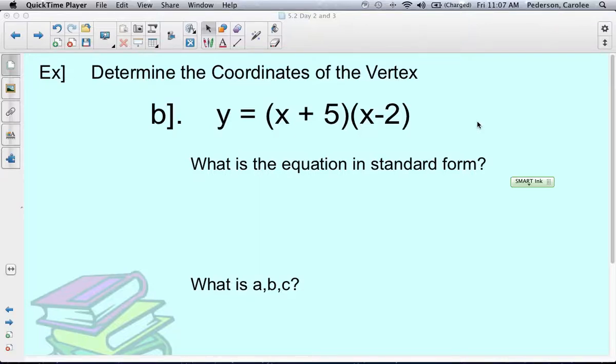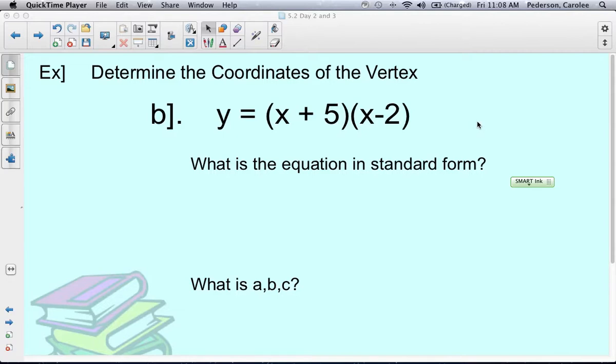Here is our last part of 5.2, Day 2, Part 3. We're going to continue focusing on the vertex in this part. So we have an equation. I would recommend you write this down. Determine the coordinates of this vertex.